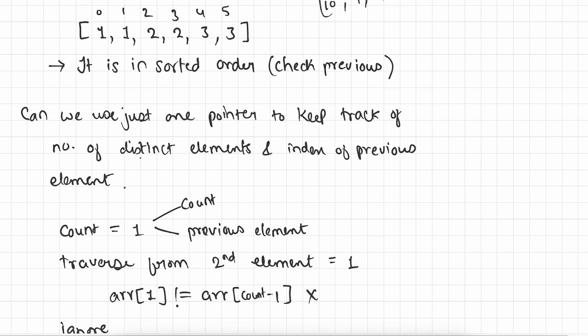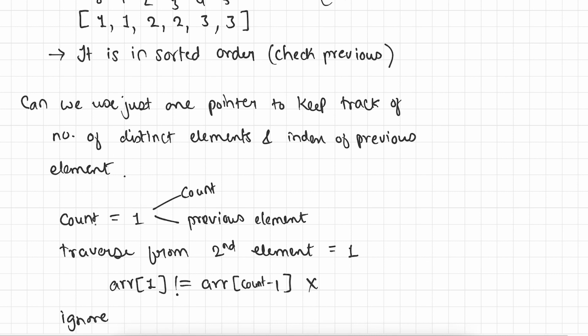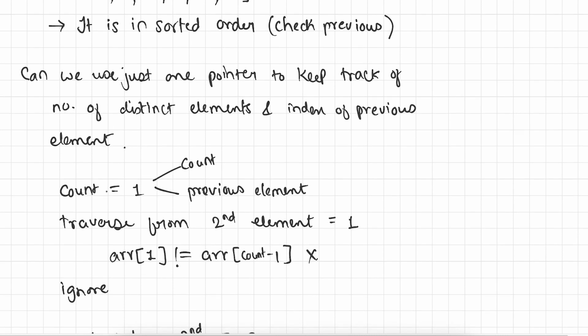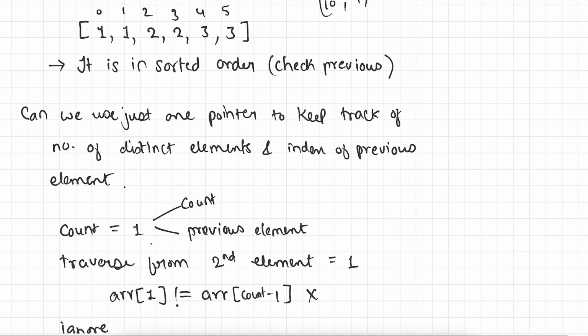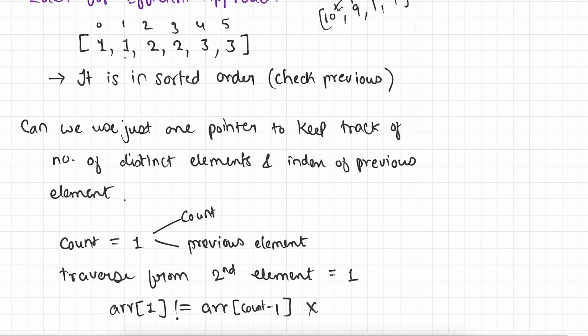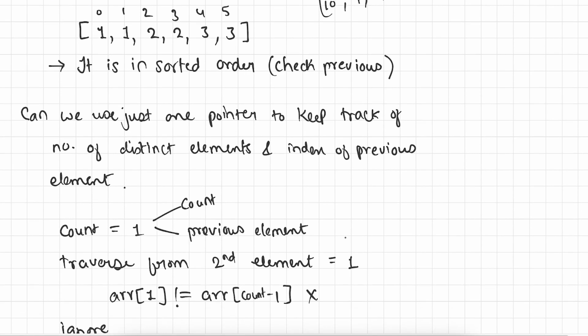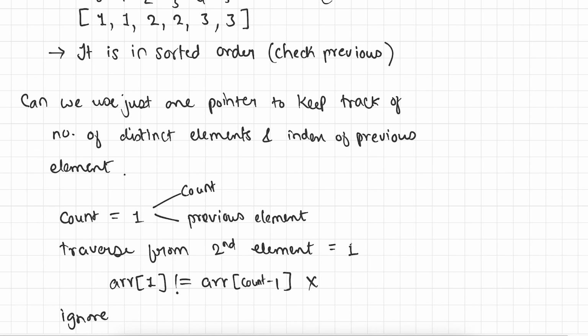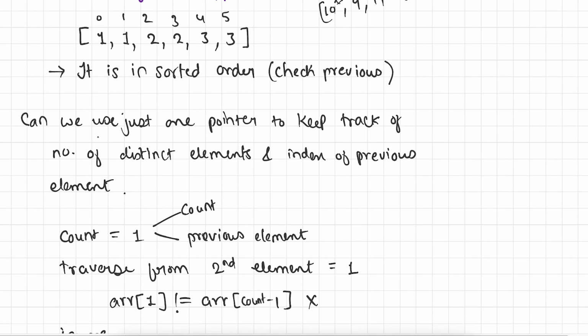So initially, we are assuming that the first element is always going to be distinct. So we initialize our count variable to 1. Okay. Now we start traversing from the second element, and the element present at index 1, the second element, is going to be 1. And we check simply if this 1 is the same as the previous element or not. And how do we get the previous element? We simply do count minus 1.